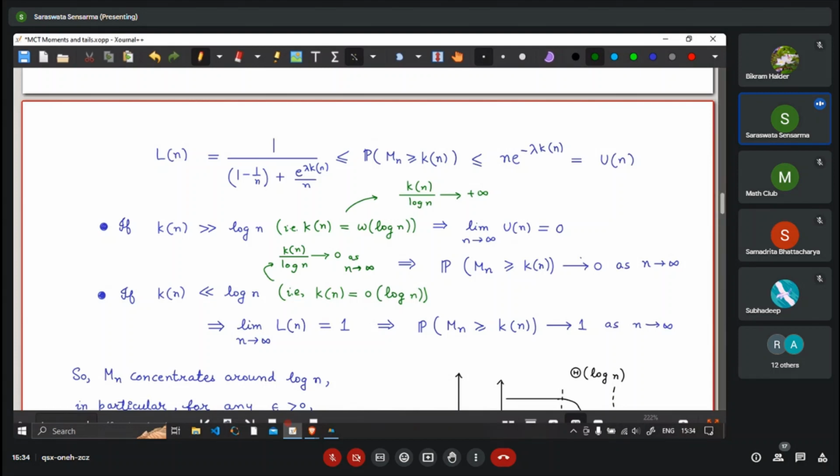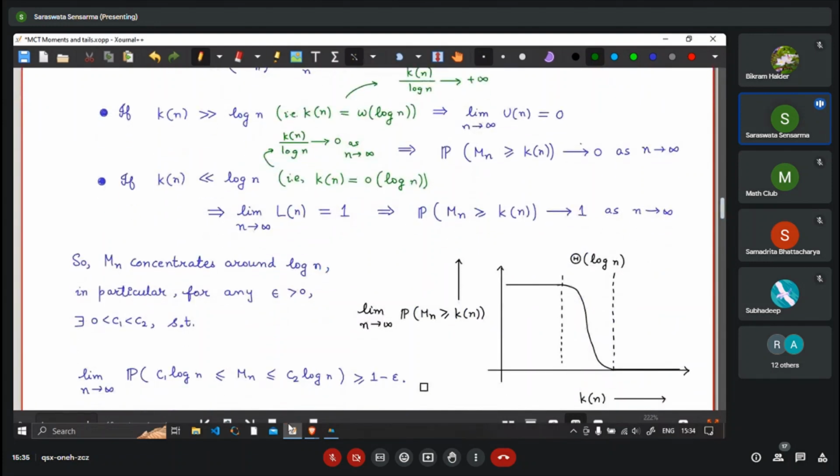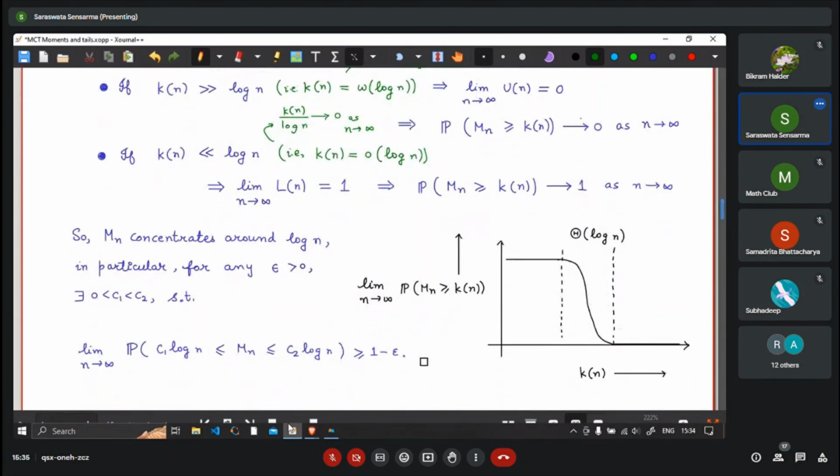Okay. So this function, the Kn, we wanted to estimate where our random variable, the maximum Mn, was going. This estimating function cannot be too much bigger than log n and cannot be too much less than log n. It cannot be dominated by log n and it cannot dominate log n. So it must be somewhere in the order of log n. That we denote by theta of log n.